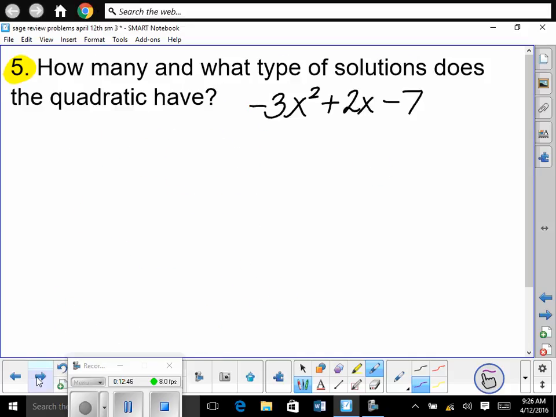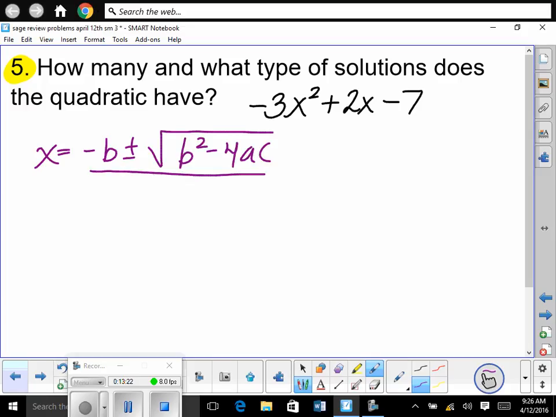Okay, number 5. This will be our last one. So the question is, how many and what type of solutions does this quadratic have? Now I could go through and solve the whole thing and then tell you, but that would take me extra time that I don't need to do. It didn't say what are the solutions, it says how many and what type. So couldn't we use the discriminant? Now remember the discriminant in the quadratic formula, x equals negative b plus or minus the square root of b squared minus 4ac all over 2a.